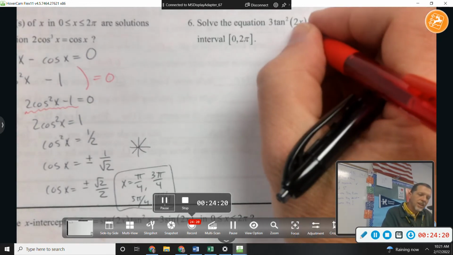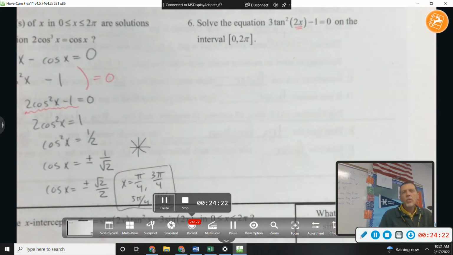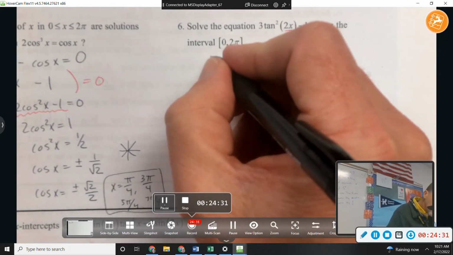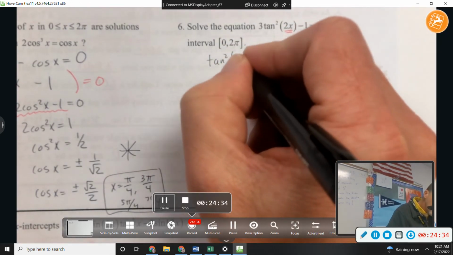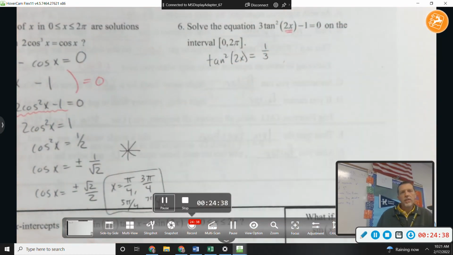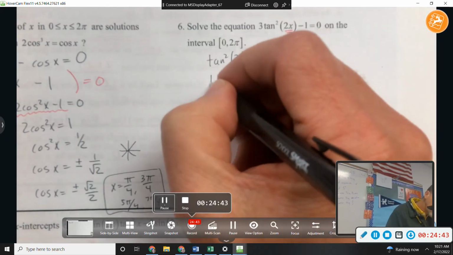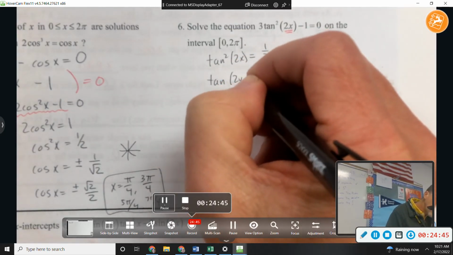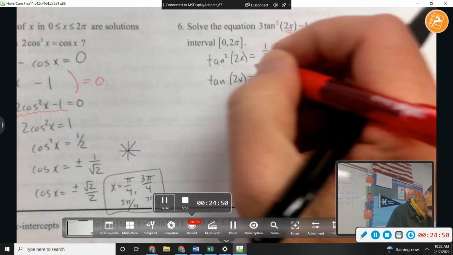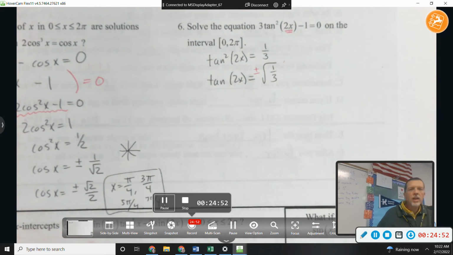It's got that 2 in there. So when do we handle the 2? At the end. So yes, we're kind of worried about it, but we're not worried about it right now. So tangent squared of 2x equals 1/3. A couple of algebra steps at once. Square root both sides to get tangent by itself. Don't forget the plus or minus.